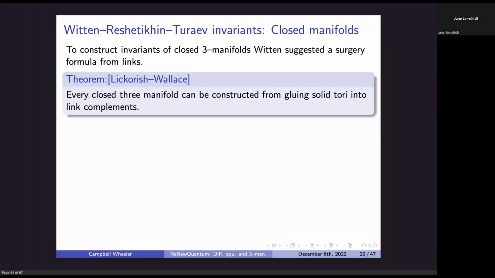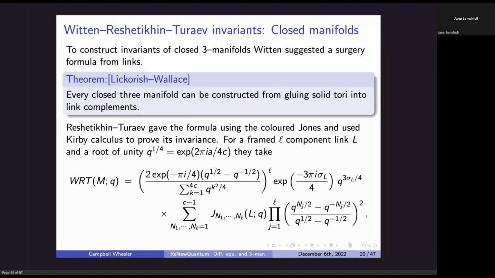Every closed 3-manifold, you can construct by taking a link in S3, the 3-sphere, and then gluing a bunch of solid tori into the complement of that link with some particular mapping class group representations. The mapping class group of the torus is just SL2Z, and these gluings are determined by the ratio of the 1,1 and the 2,1 terms. Okay, and so Reshetikhin and Turaev took this idea and gave explicitly what this formula should be and proved that it was an invariant of the 3-manifolds. These particular presentations of 3-manifolds are related by a bunch of basic moves called Kirby moves, and they show that the formula they give is invariant under the Kirby moves.